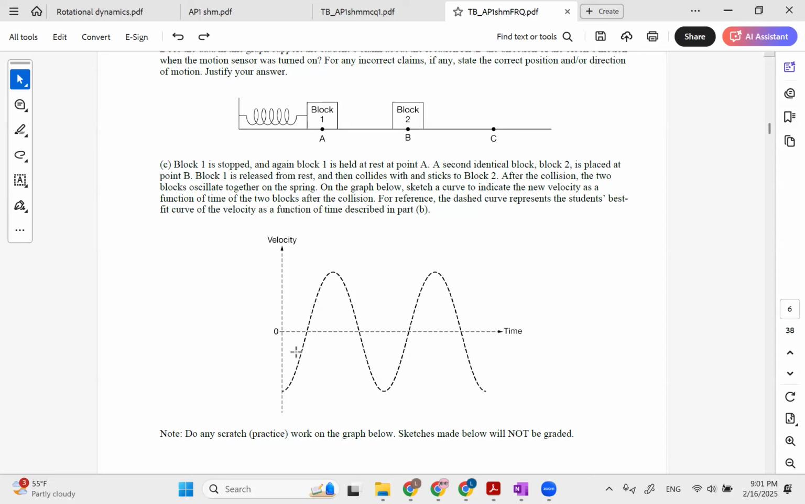Do you also agree velocity will be smaller? What other change can you see? Remember, on the y-axis is the velocity. Velocity is smaller. Does the time change, or does the period change? Richard, think a little bit more. Think deeper. Does the period change?